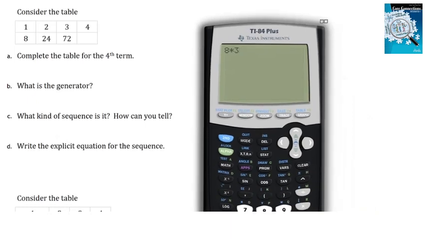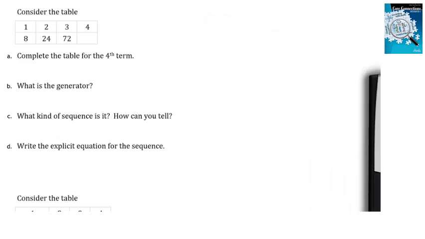So the first one up there is geometric, and I know this because if I start with, for example, 8 and I multiply that by 3, I get 24. And if I multiply 24, not by 2, but by 3 again, I get 72. And extending that to the fourth term, 3 times 72 is 216. So if I complete the table, that fourth term would be 216. I can write it in this box as well.